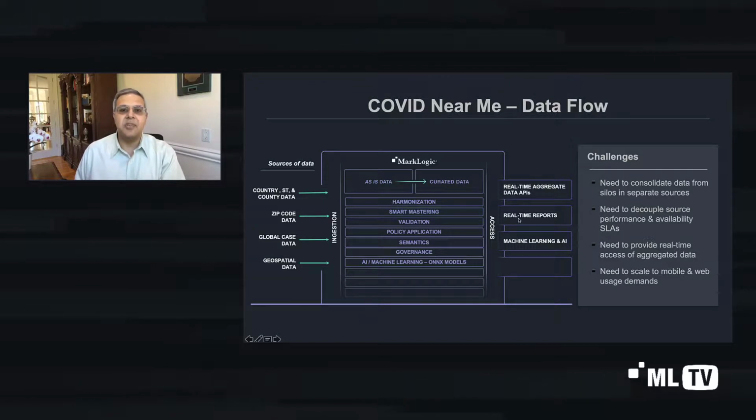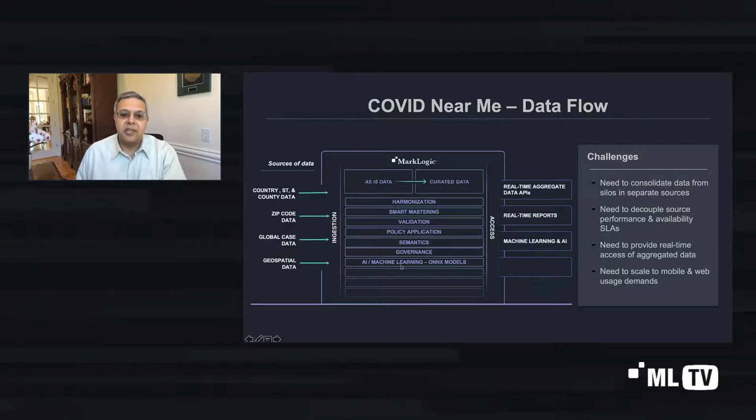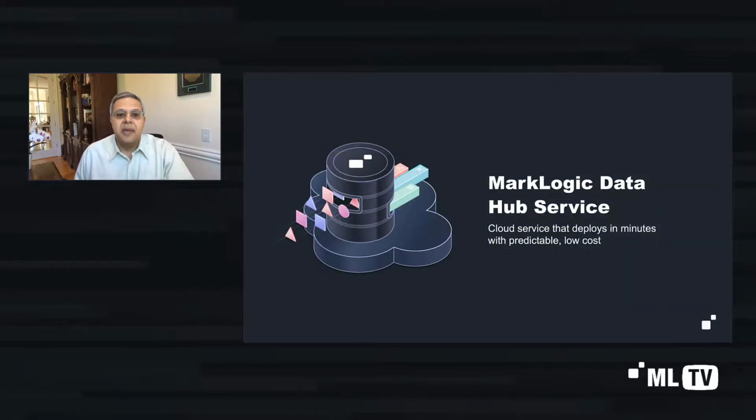We also have the ability to generate real-time reports for healthcare organizations, and we can feed the data to machine learning and AI systems, the right data, the data that they're looking for in particular. Those systems can then generate the ONNX models, and those ONNX models can then be stored in MarkLogic and run in real time against incoming data. So that's the overall architecture of what we've been doing.